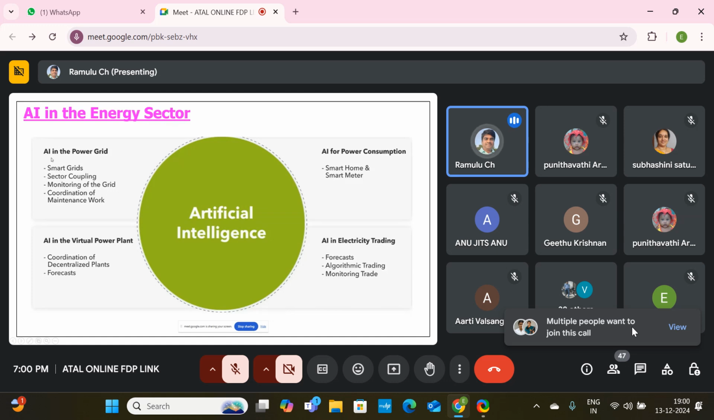AI in the energy sector, like AI in the power grid. What is the role of AI in the power grid? Smart grids are possible, the combination of multiple sources we can get. Sector coupling is also possible with AI. Monitoring of the grid is also possible. Coordination of maintenance work, all these are possible. So these four points: smart grids, sector coupling, monitoring of the grid, and coordination of maintenance work. These are the components and issues with respect to the power grid, and we can easily resolve these issues with the help of AI.